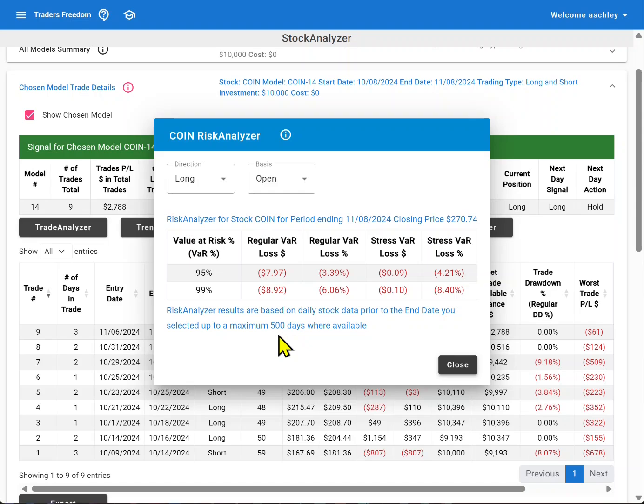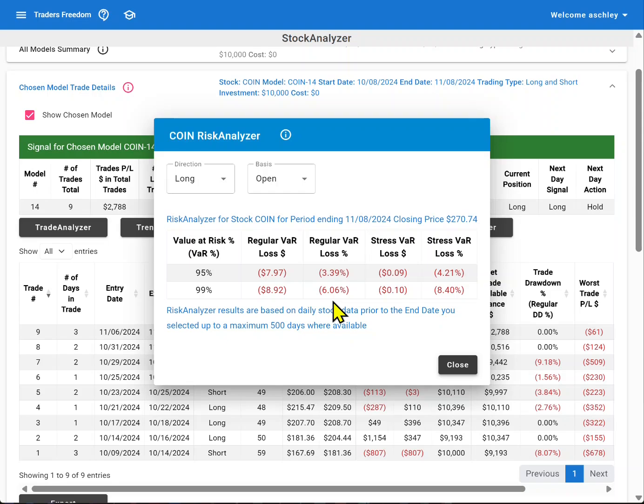What we're looking at here is the loss was equal to 3.4%. So you'd say to yourself, could I handle a 3% loss? What's the 99th percentile, or almost the very worst loss during that last 500 days? The answer there is 6%. Could you handle a 6% loss?